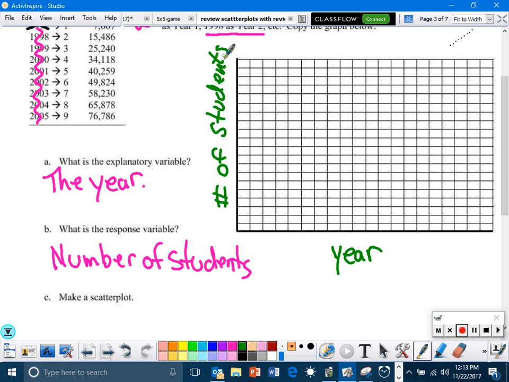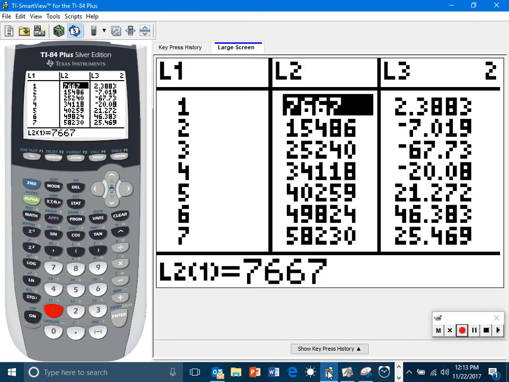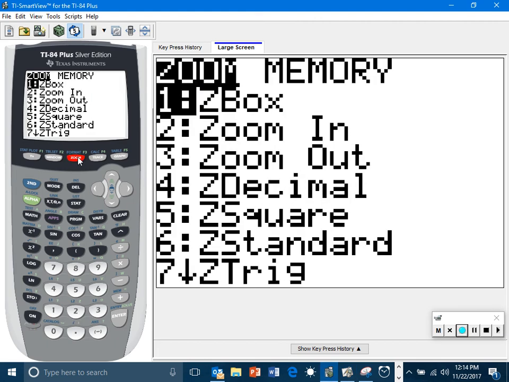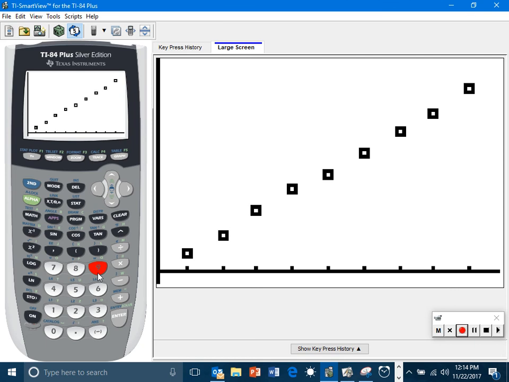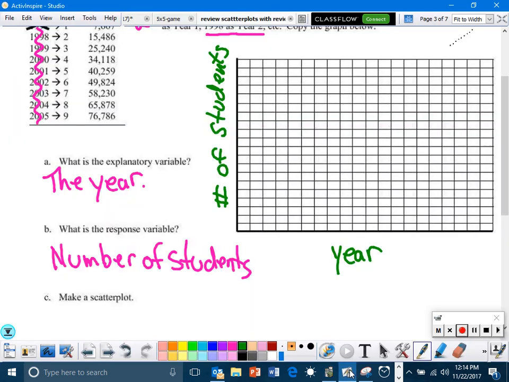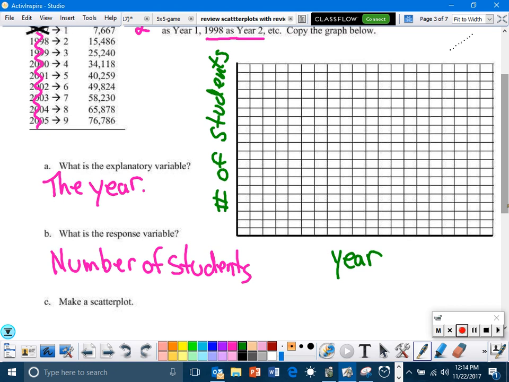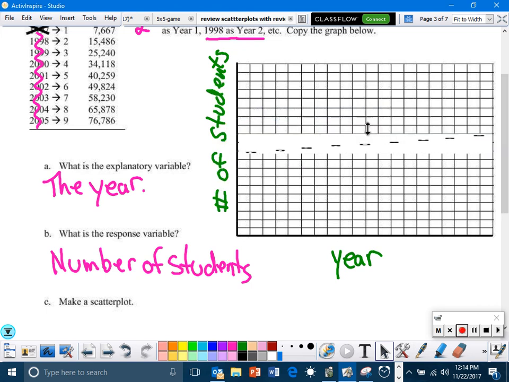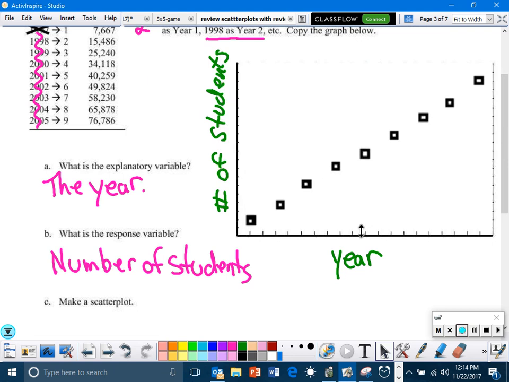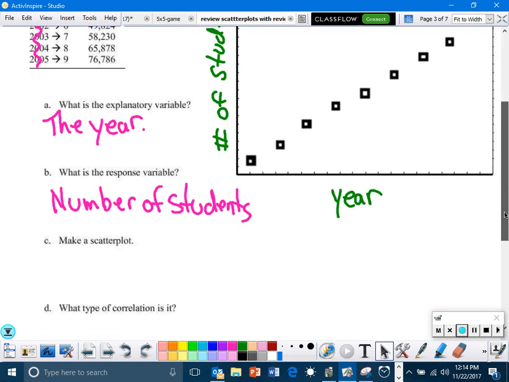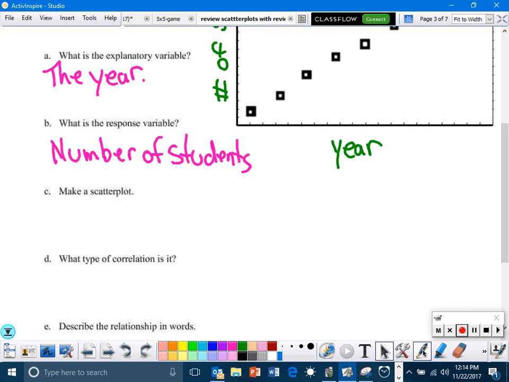All right, I'm going to make the scatter plot. So I am going to go ahead and, again, I typed them in list 1, list 2. I'm going to go ahead and do zoom 9. And voila, wow. That almost looks like a perfect linear relationship. All right, so I'm going to go back. Again, I already preloaded this. So I'm going to go ahead and put this on my graph. There we go. Again, you can pause it at any time. All right, make a scatter plot, done.